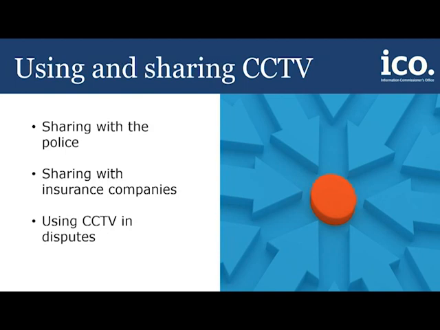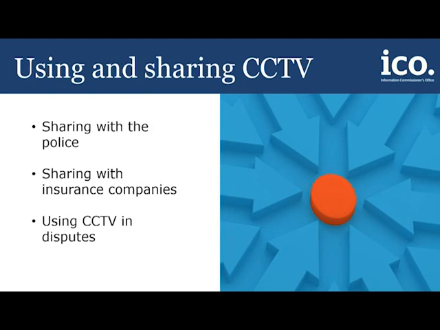Sharing footage with insurance companies is also likely to be justified if this is needed to support some sort of claim or there are prospective legal proceedings. Again, you must take care to only provide the relevant footage and should tell people what you're doing unless this would undermine the reason why it needs to be shared. We also receive inquiries regarding using footage in disputes with tenants or employees where cameras have captured evidence of various breaches of contract.